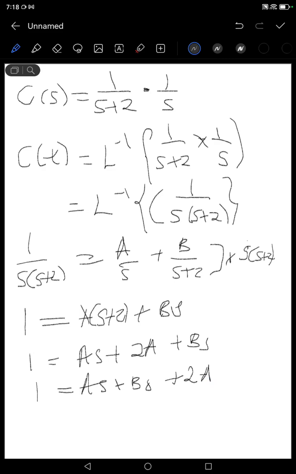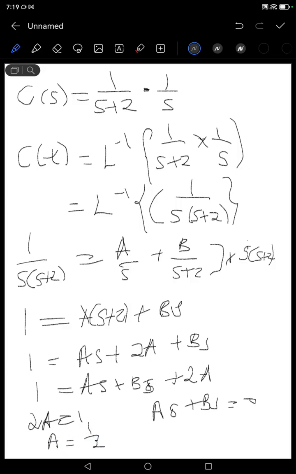Then we check our left-hand side to see if we have a value with a coefficient of s, and we don't have it. So 2a is equal to 1, and as plus bs is equal to 0, because we don't have a value that matches with s. Therefore our a is going to be 1 over 2.